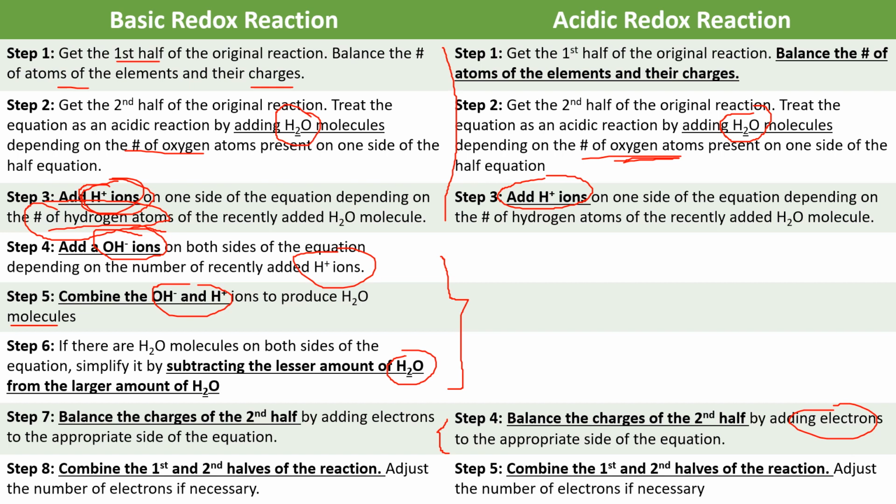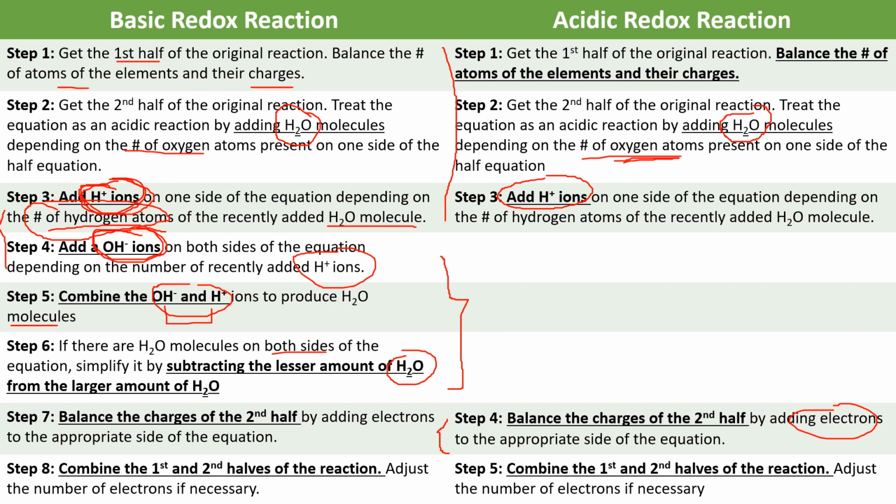So dito na step, parang pare-pareho yung tatlo na i-add mo eh. Kung ilan yung hydrogen atoms ni H2O molecule na nilagay mo, ganun din si H ions, ganun din si OH ions. And then after that, you combine OH and H to produce H2O. And then since may H2O on both sides of the equation, you subtract the lesser amount of H2O to the larger amount. Okay? And then, para makancel yung isang water molecule sa isang side.